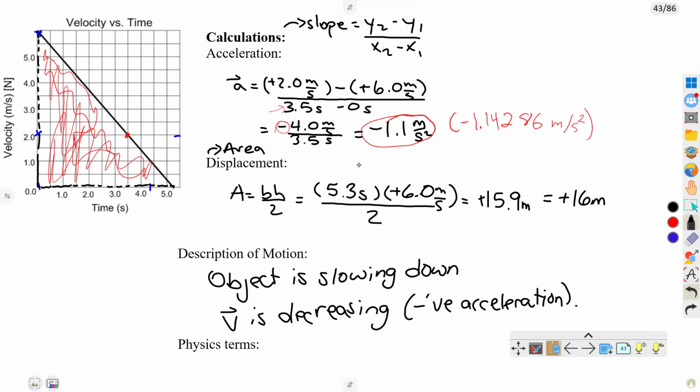And again, for 2 sig digs, if you're traveling at 6 meters per second and you hit this level of acceleration of negative 1.1 meters per second squared, you're going to come to a complete stop after traveling 16 meters in the forward direction. Now, how would we describe this in everyday language? Velocity is decreasing, so the object is slowing down. In physics terms, we have a negative acceleration, and the motion here is non-uniform motion.